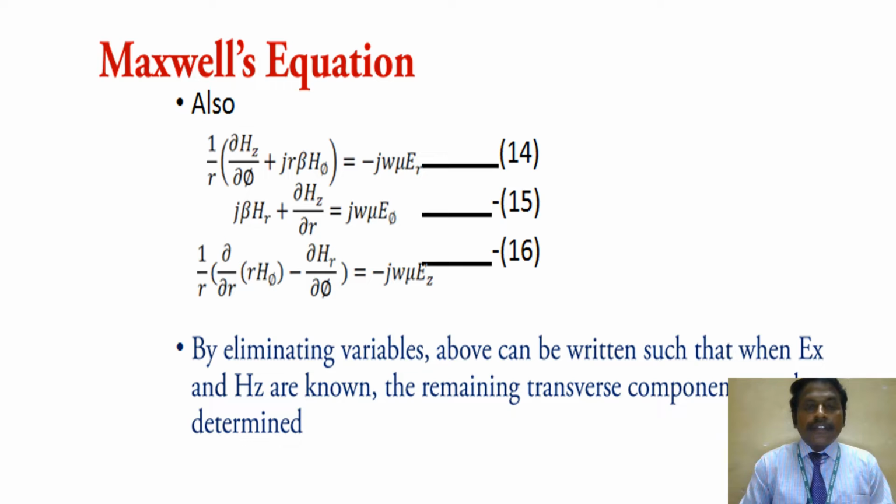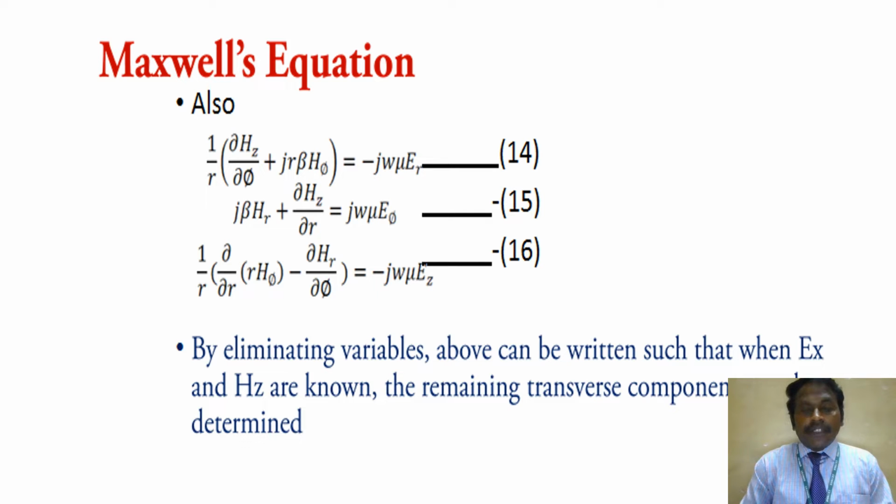Then, by the same method, we are going to find the electric field intensity equation. Equations 14, 15 and 16 represent j omega epsilon Er, the electric field intensity in the radial direction, which is equal to 1 by r of dou Hz by dou phi plus j beta H phi. Similarly, for j omega epsilon E phi, the azimuth angle: j beta Hr plus dou Hz by dou r. Similarly, for the electric field component in the z direction: minus j omega epsilon Ez is equal to 1 by r of dou by dou r of (r H phi) minus dou Hr by dou phi.